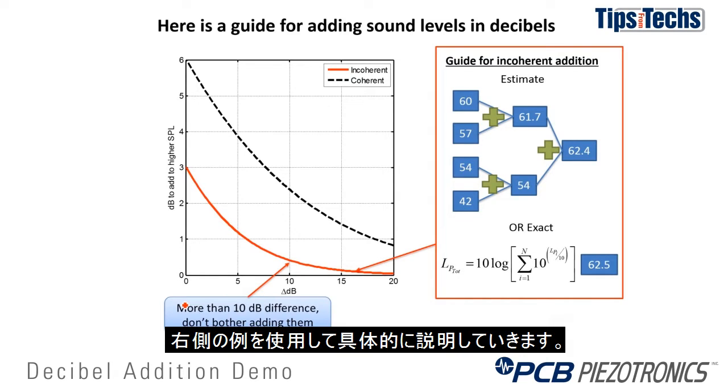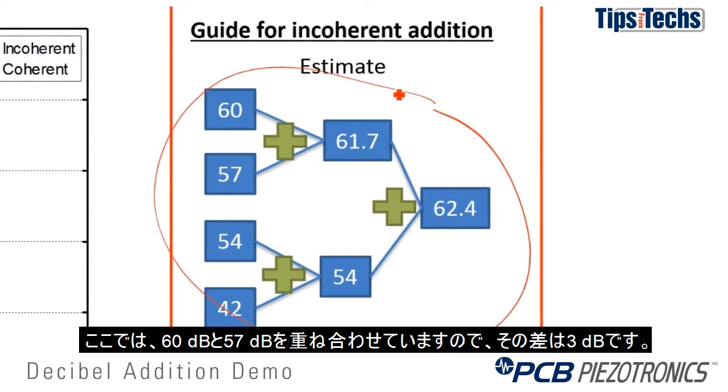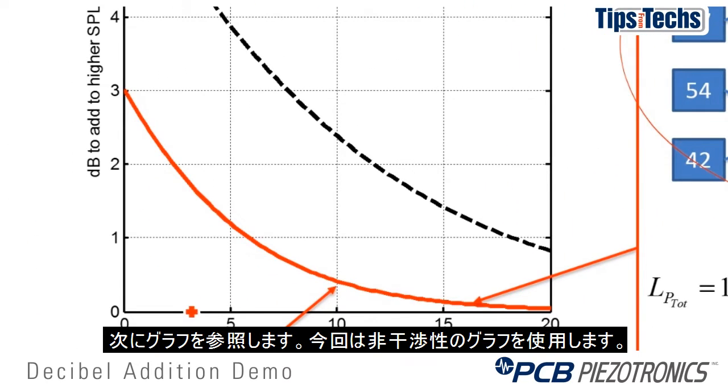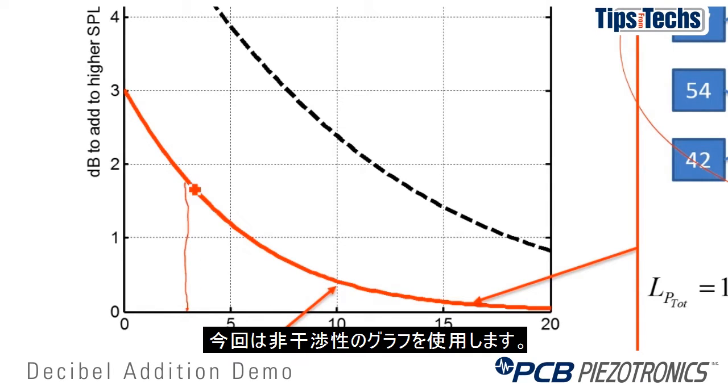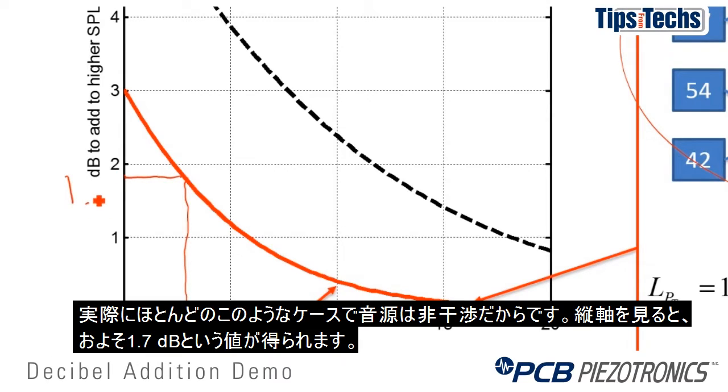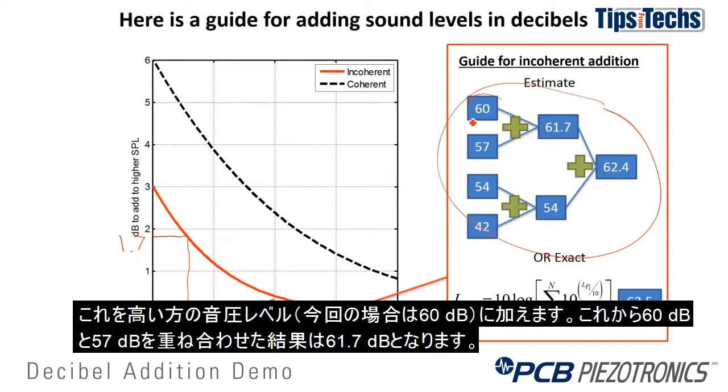An example of this pairwise addition is shown over here on the right-hand side. So we'll go through the first addition process to give you an example. Here we're adding 60 decibels and 57 decibels. So the difference is 3 dB. So we go down to our graph and we'll add these incoherently because that's what we almost always use. Up to the incoherent curve and then over to the left, and we find a value of roughly 1.7 dB. So that's what we add to the higher level, which would be 60 dB in this case. So the result of adding 60 and 57 is 61.7.